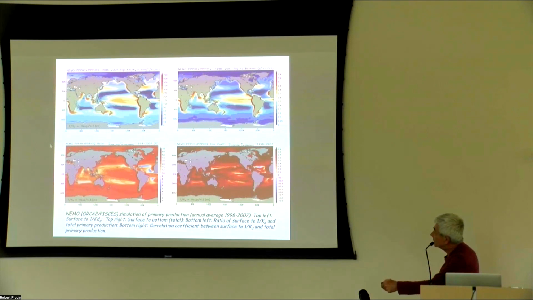Also, it looks like in this case the prediction at the top is well correlated to the total vertically integrated production, but there are still areas where the correlation is quite small. So these kinds of areas might be difficult if you wish to use the satellite data and infer something about geochemical properties of the ocean.